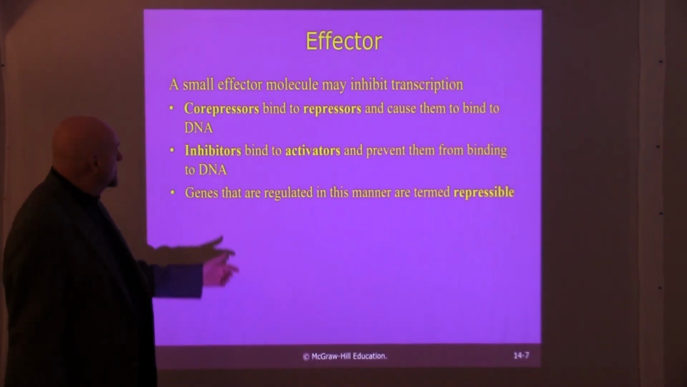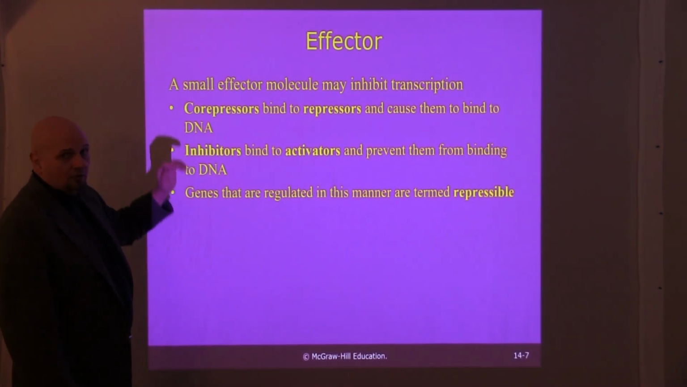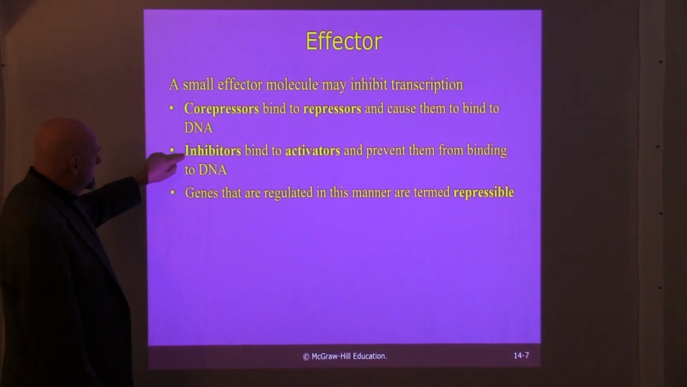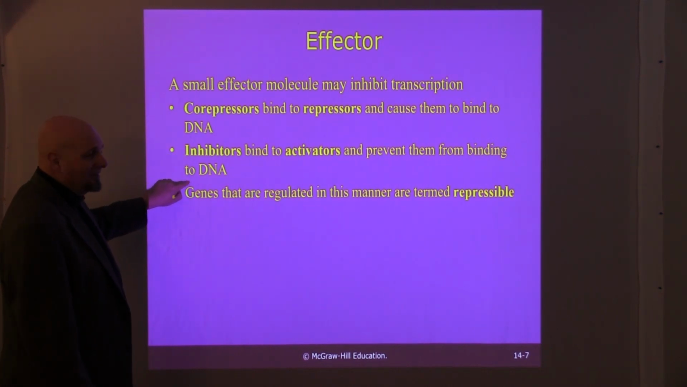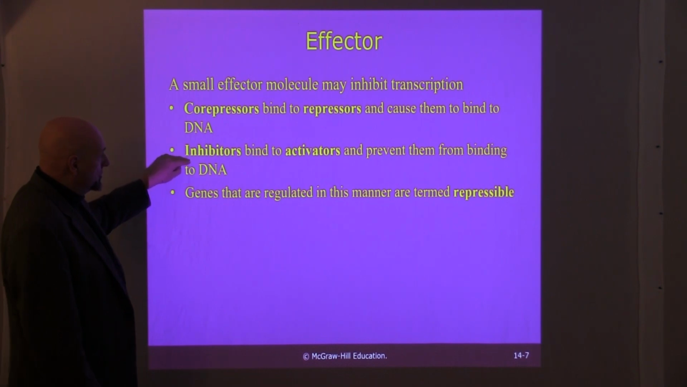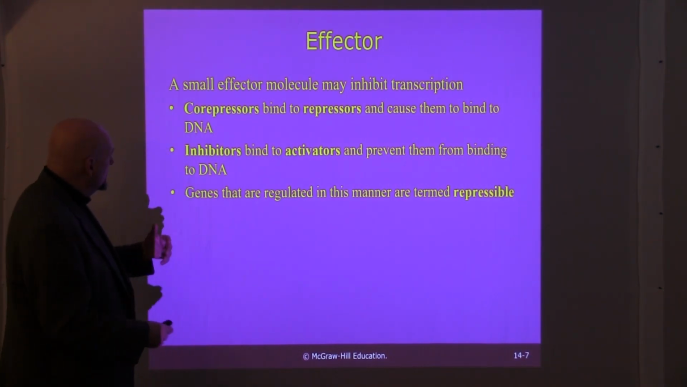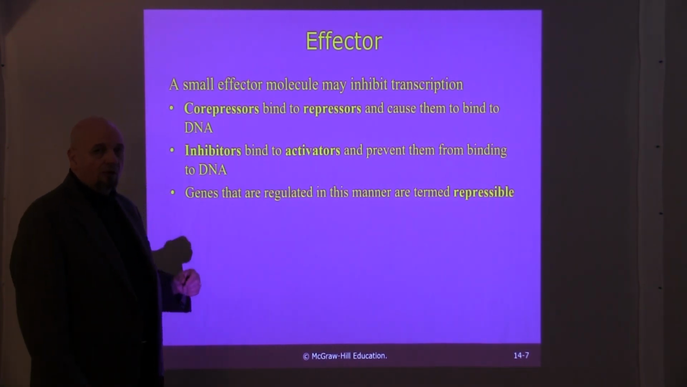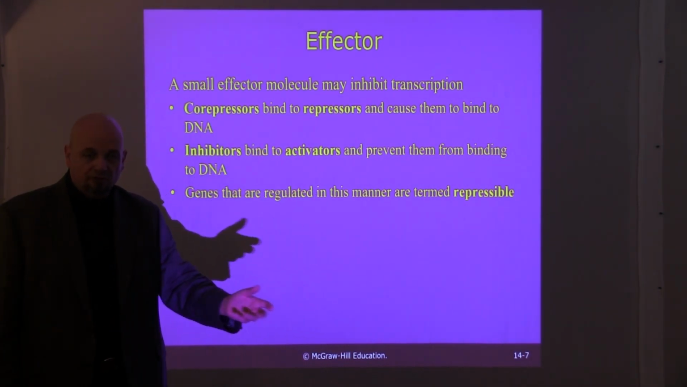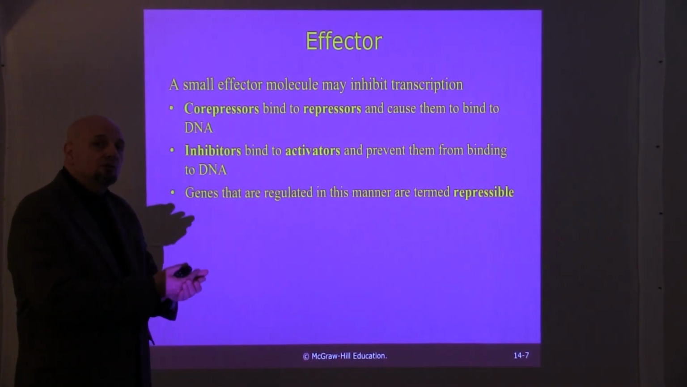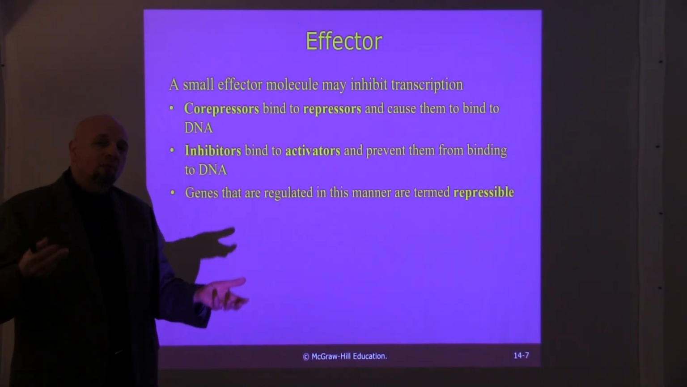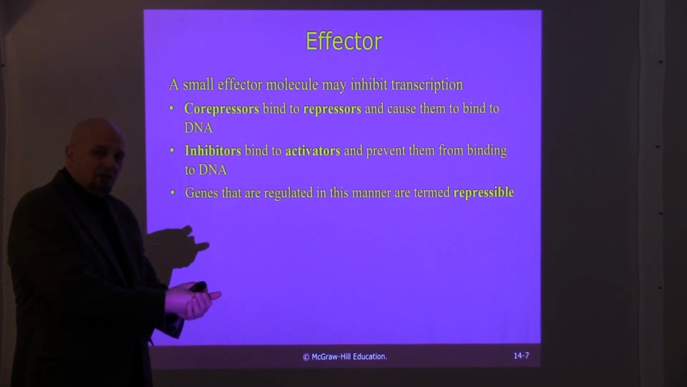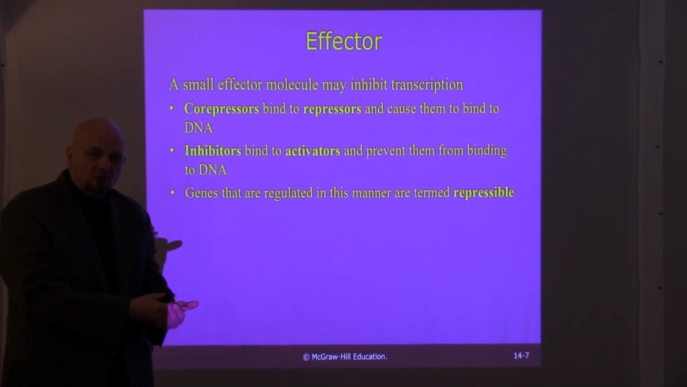All right, so a small effector molecule may inhibit transcription too. Co-repressors bind to repressors and cause them to bind to DNA. Inhibitors bind to activators and prevent them from binding to DNA. So we're going to see effector molecules can act as inducers or they can act as inhibitors in one way or the other. Genes that are regulated in this manner are called repressible genes. So we have inducible genes, which can be induced to be activated, but we also have repressible genes, where the effector molecule can inhibit the expression of the gene, and that's called a repressible type of gene expression.